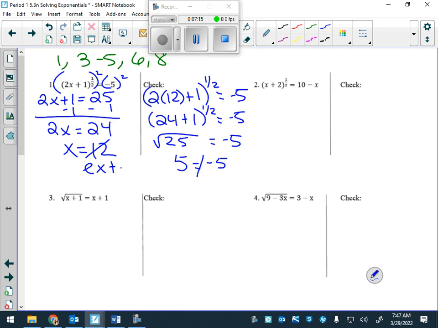Any other questions on the homework? Okay, and most importantly, when it says check for extraneous solutions, you want to plug them back into the original equation. Okay, so we're going to do some practice on this.